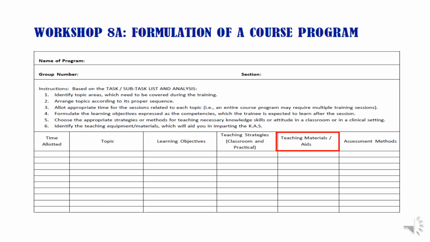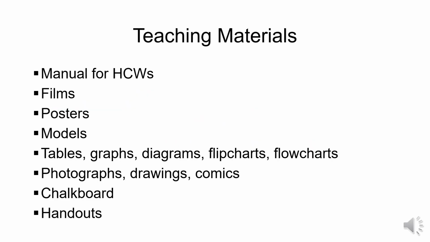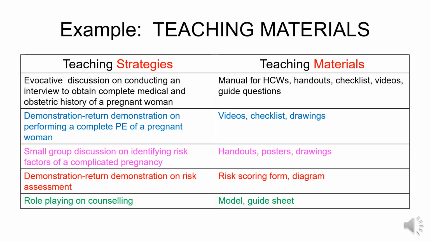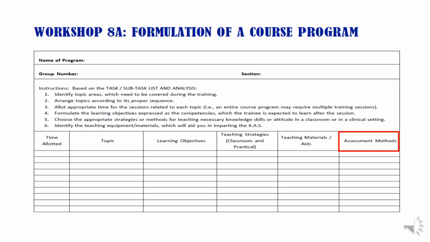The next step is listing down the learning resources, or teaching materials or aids. This could range from visual aids to equipment needed for the training. As an example, the following teaching materials may be used for a given teaching strategy involving a particular learning objective. Then decide on the appropriate assessment method for the teaching-learning session.